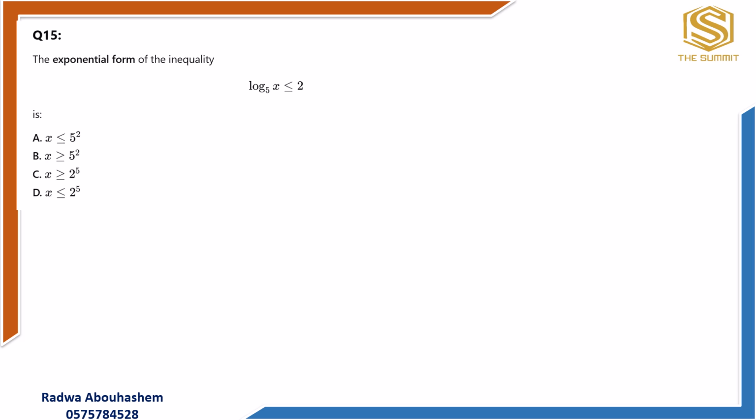The exponential form of the inequality is, okay, good. Here, where is the base? The base is 5. So 5 power 2 is smaller than or equal to x. This means that x is greater than or equal to 5 power 2. This one.